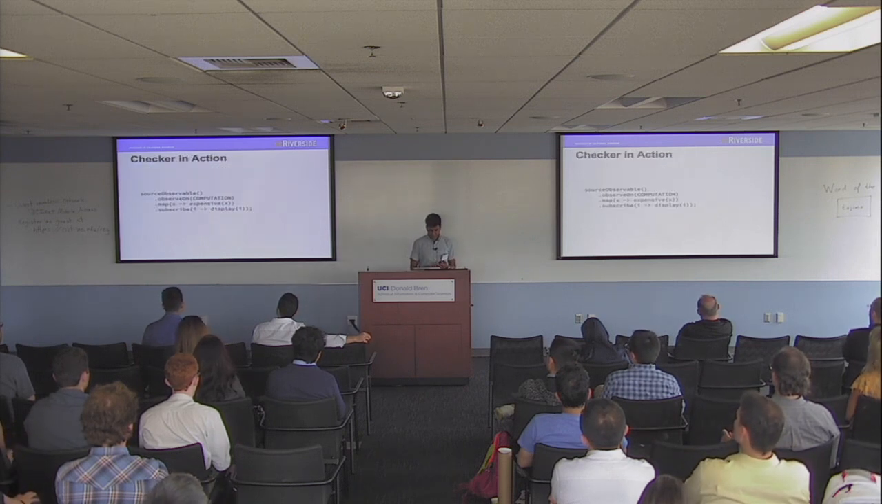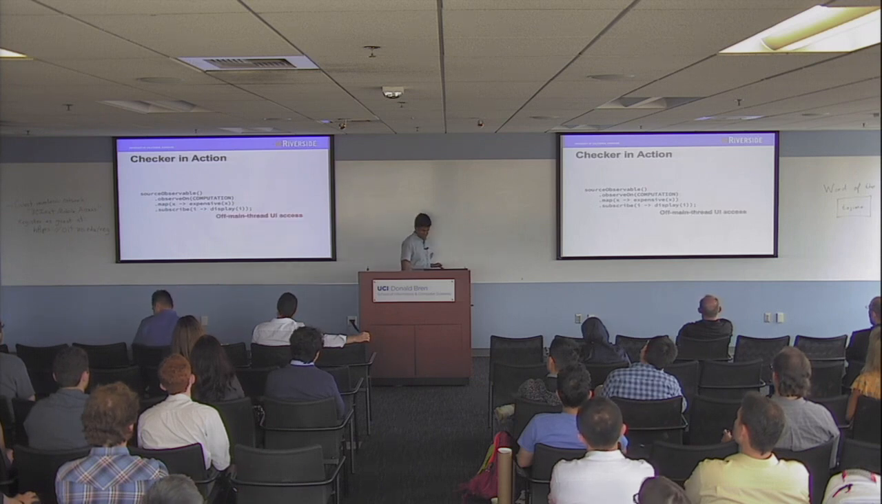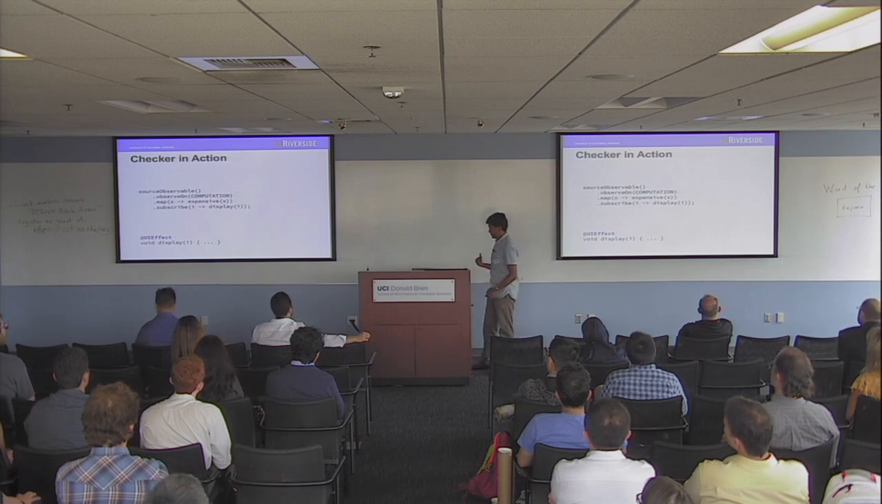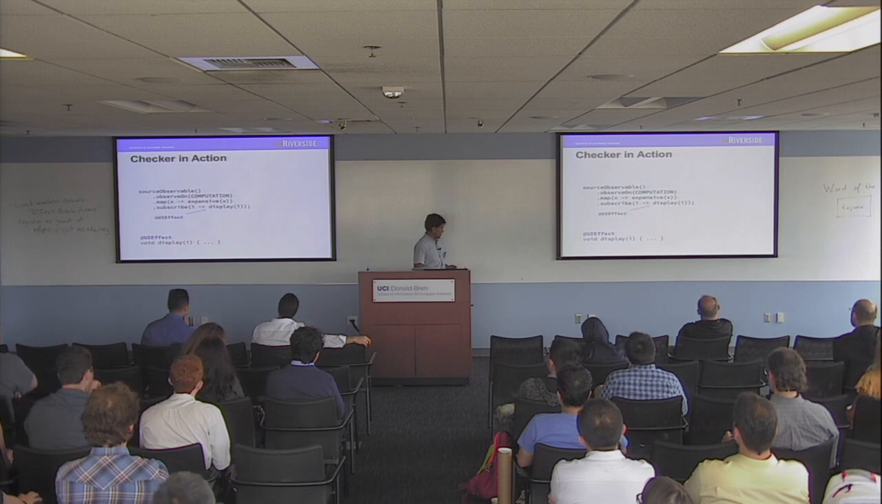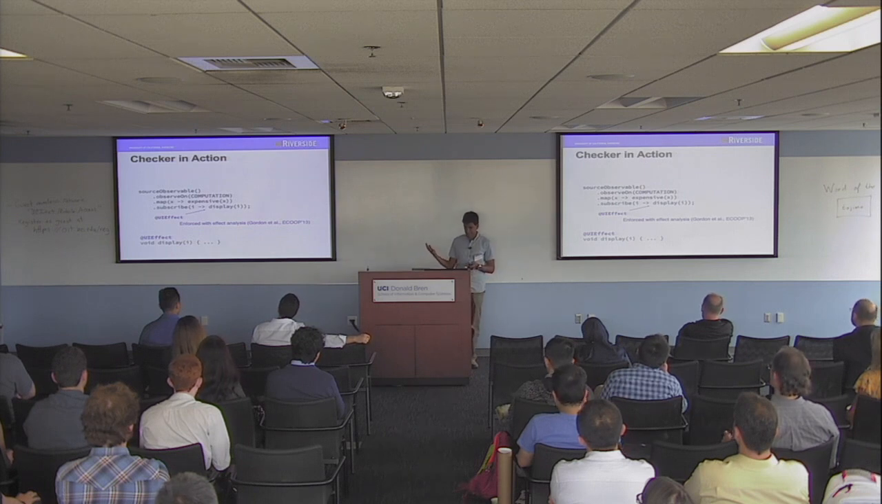So let me just quickly walk you through a buggy example. Here, it's the same example as before, except I removed the observe on main. So this final thing is going to do an off main thread UI access. The way that this works is, first, we need to know which methods are touching the UI. For that, we have annotations. This display method will have an annotation. We'll infer it for this lambda. And in general, we have an effect analysis to make sure you've written these annotations correctly. This is from previous work by Colin Gordon and collaborators.